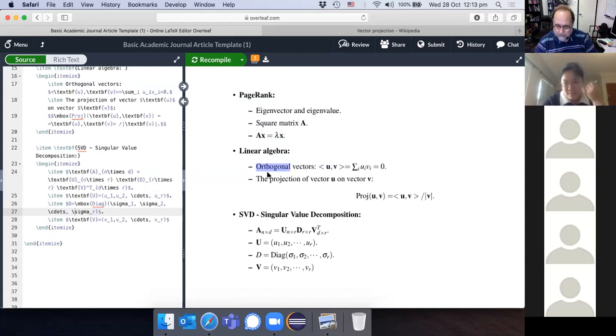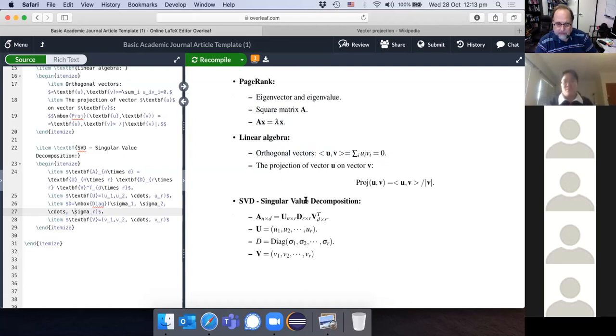The second fundamental tool that we're going to use is the projection of vector u on a vector v. The projection is a scalar. The projection of u on v is defined as here: the inner product of u and v divided by the length of v.